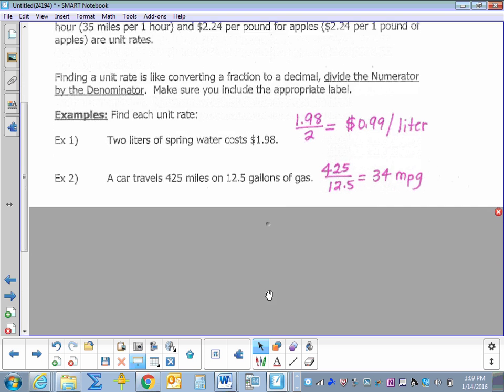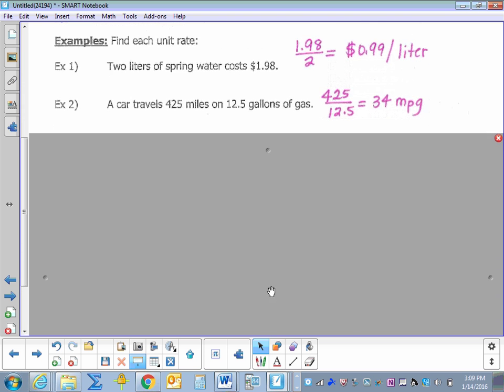A car travels 425 miles on 12.5 gallons of gas. So to express that as a unit rate, we would take 425, the total, divided by the number of gallons, 12.5, and that would equal 35 miles per gallon, or MPG, miles per 1 gallon.